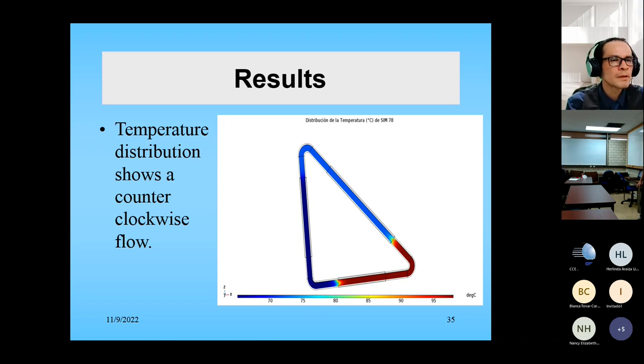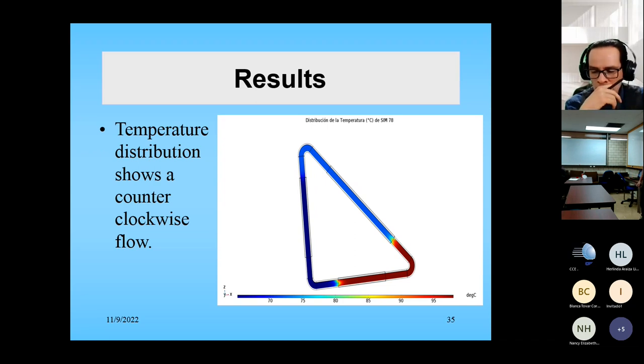As you can see here, this part is the extension zone. The denaturation zone, the extension zone, and the annealing zone. And we have a counterclockwise fluid motion. This affects the system because it's not the ideal way that the PCR could be performed, because the denaturation is caused to the double-stranded DNA.